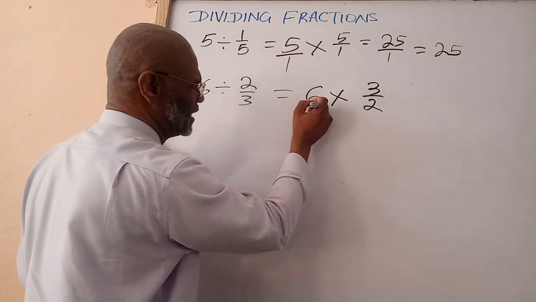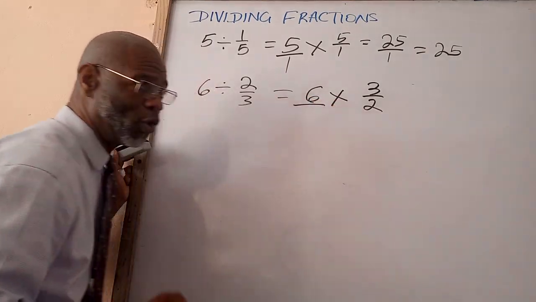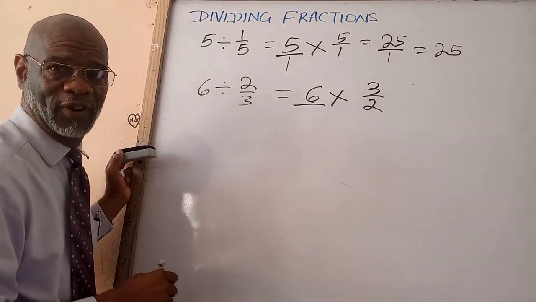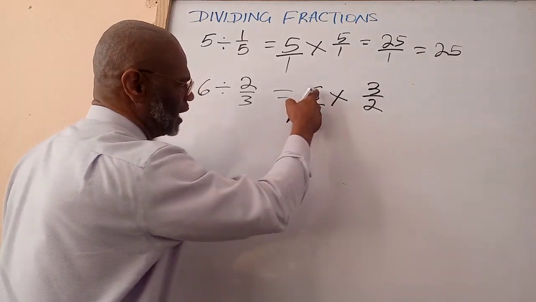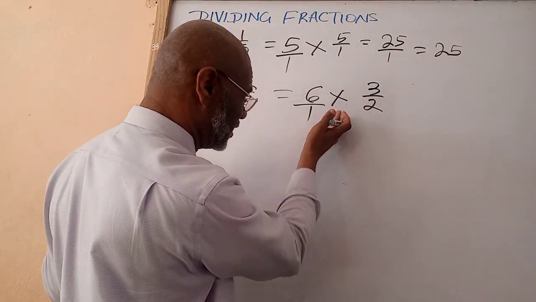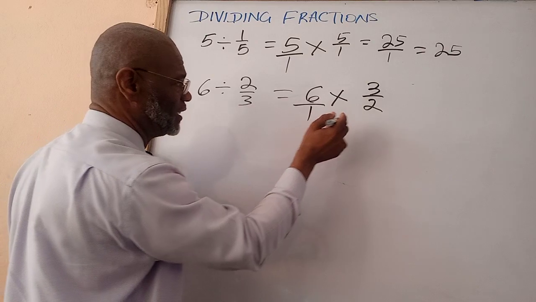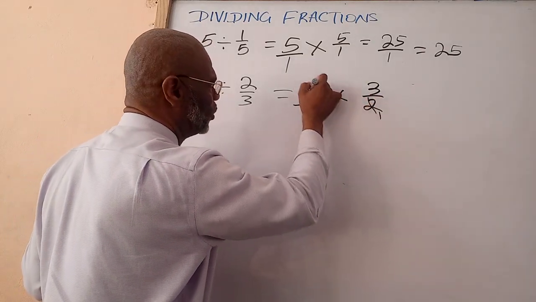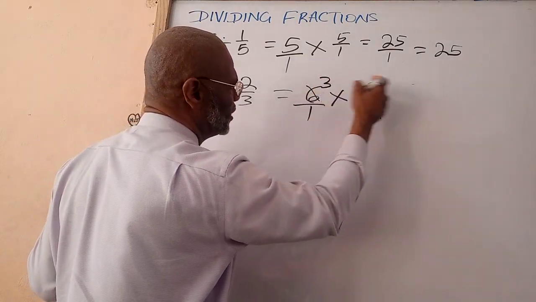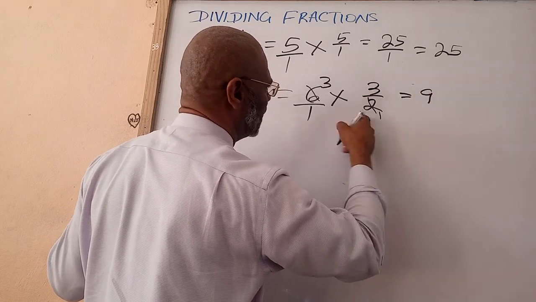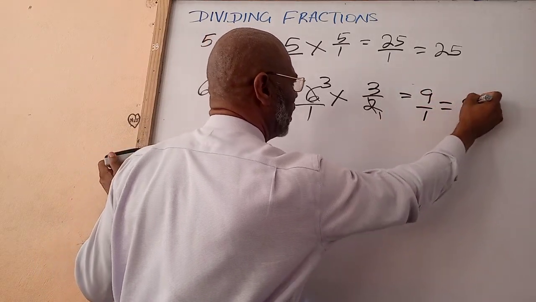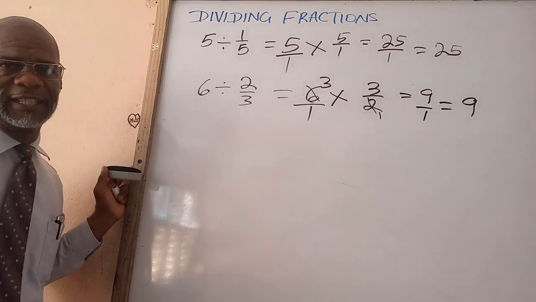Now as I said before, we can write our whole number as a fraction by putting it over 1. So we can multiply across, or we can cancel in this case. So we can say 2 into 2 is 1, 2 into 6 is 3. So 3 times 3 is equal to 9. 1 times 1 is 1. That's equal to 9.